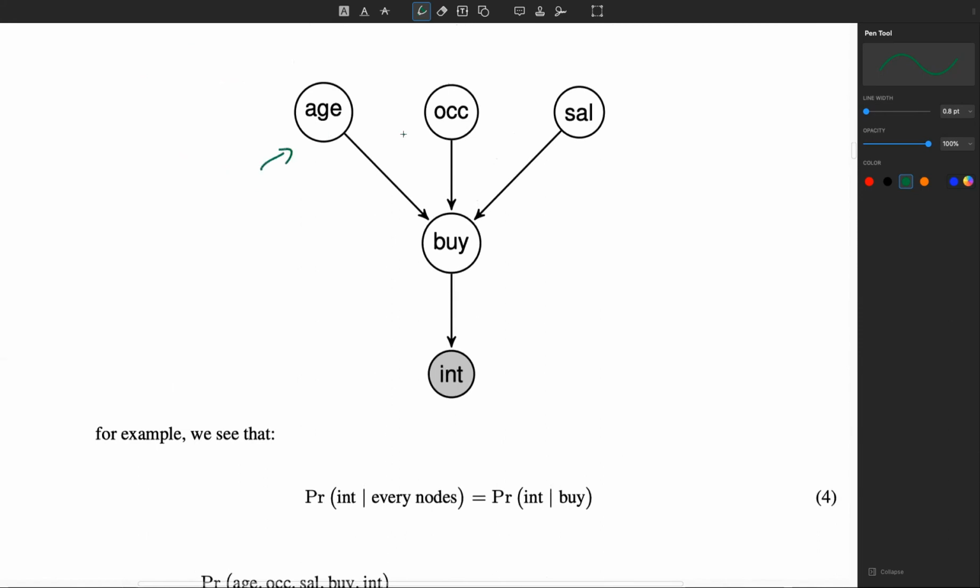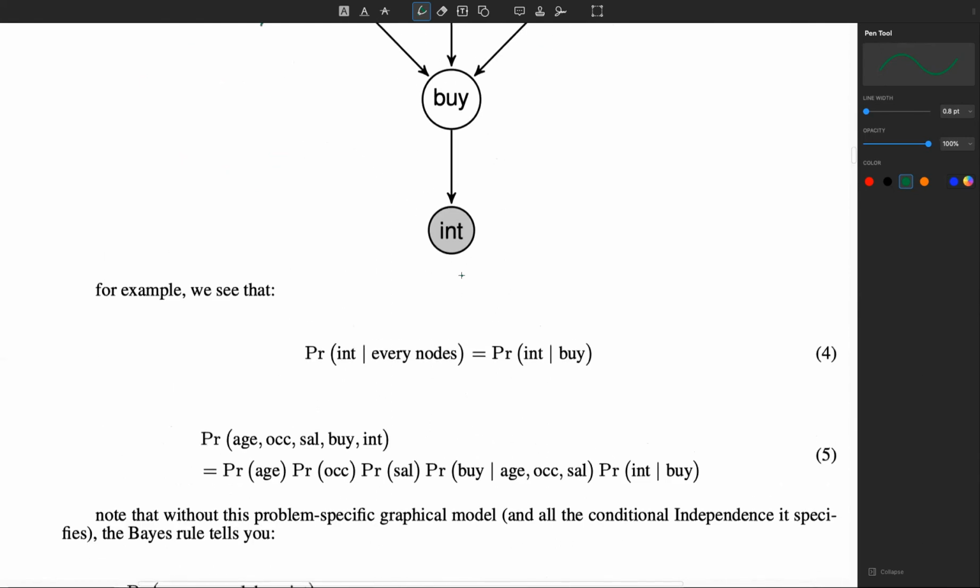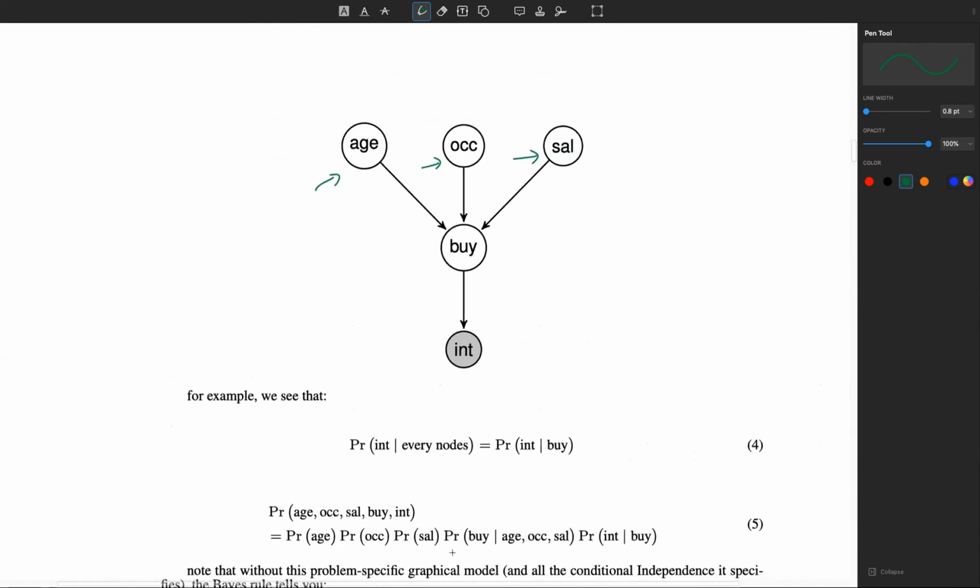So these are the three factors, and each one of them is a random variable. And then you have probability of buy, which will be conditioning on the age, occupation, and salary. Probability of interest in buying is only from a buy intention. So that's the action, and that's the intention. And each one of these will have its own marginal probabilities. Is that clear? This is time for people to ask a question if it's not clear.